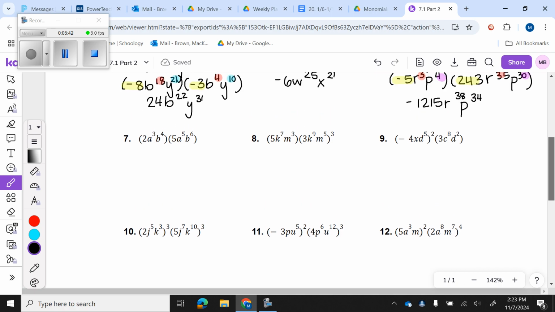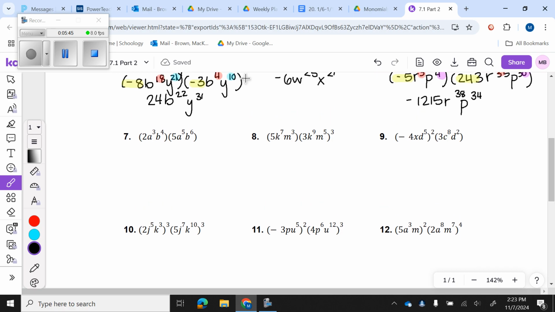All right. On number 7, you're going to go look, is there anywhere for you to do the power rule? Are there any powers hanging out outside of the parentheses? And there's no power rules hanging outside of the parentheses, so now I can just go straight to the product rule. So I'm going to do 2 times 5, which gives me 10. And then I'm going to come in here and add my exponents. So I'm going to have a to the 8th and b to the 10th.